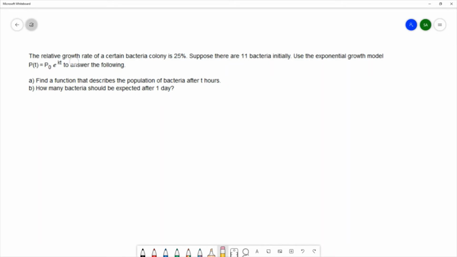The relative growth rate of a certain bacteria colony is 25%. Suppose there are 11 bacteria initially. Use the exponential growth model, P of t equals P naught e to the kt, to answer the following. Find the function that describes the population of bacteria after t hours, and how many bacteria should be expected after 1 day.